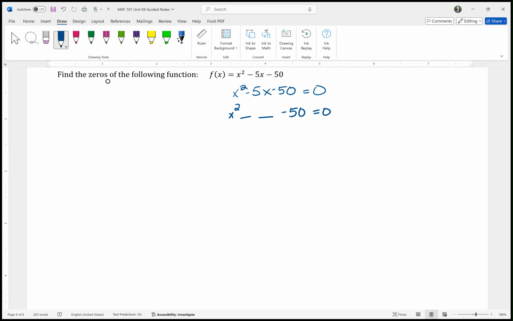A is 1, so A times C is going to be 1 times negative 50, and we have negative 50. And our B here is negative 5. Okay, so let's take 50. 1 and 50 is not going to work. 2 and 25 is not going to work. 5 and 10 should work, but what are our signs? A negative for the A times C means that the signs are different. And B is negative. That goes to the bigger number. That means that our 5 is positive.